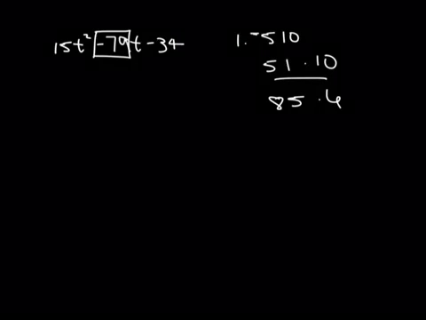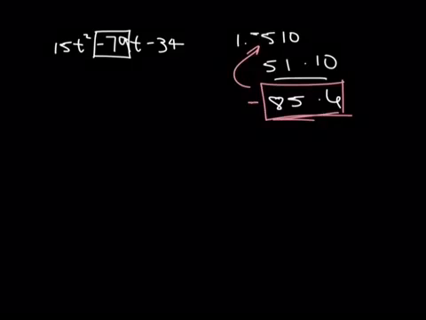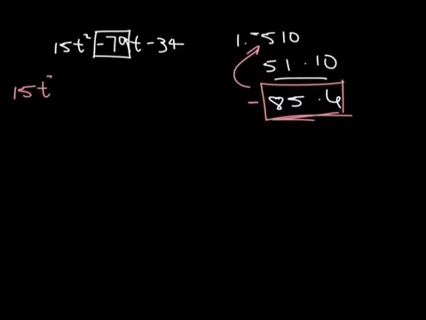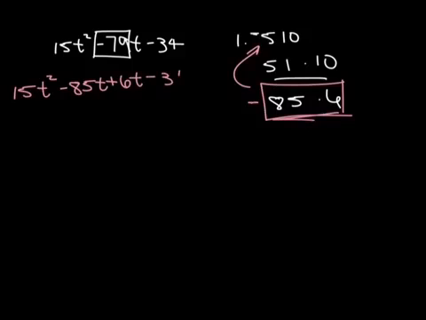So after fiddling a little bit, I got 85 times 6, negative 85 times 6. Multiply those together, I get negative 510. Add them together, and I get negative 79. So I just grabbed my calculator and found the factors of 510, and that's the one that worked. So 15t squared minus 85t plus 6t minus 34. And make a grouping there.